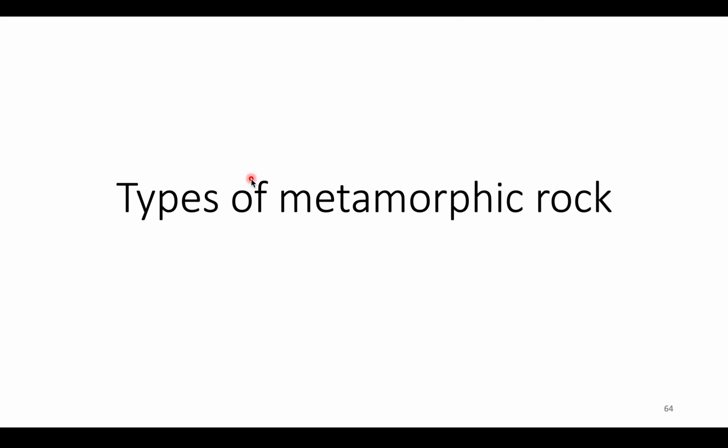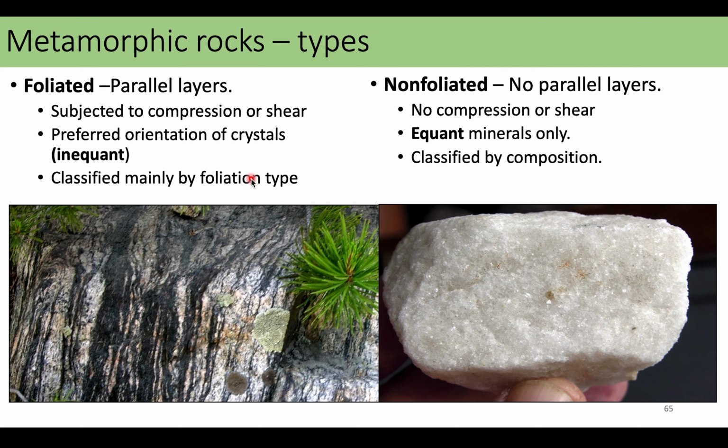So next I'm going to go through the different types of metamorphic rock and the grades of metamorphism. So types of metamorphic rock we consider either foliated or non-foliated. So does the rock have foliation, or these parallel lines, this alignment of your minerals, or not? So if it does, we know that there was compression or shear during the formation of that rock. We also know that there is a clear preferred orientation of crystals, and those crystals are going to be inequant. These rocks we will classify by the type of foliation.